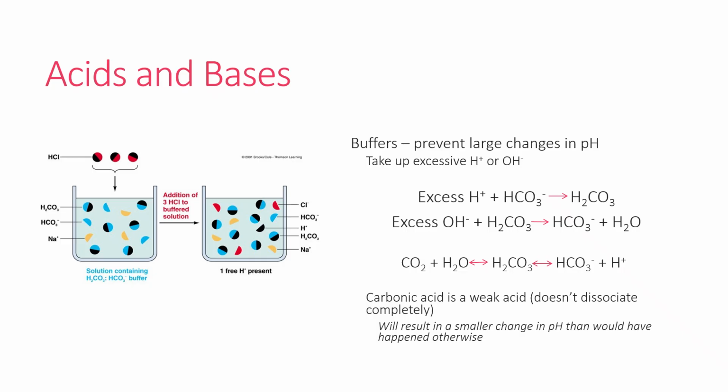So if we look right here, we have an excessive amount of hydrogen ions. Here's a real common buffer we use, bicarbonate. And so this H plus and the HCO3 negative are going to combine. This bicarbonate is going to take up the excessive hydrogen ions, and it's going to form carbonic acid. Now I do like to highlight this here.